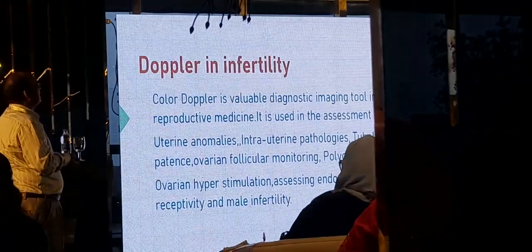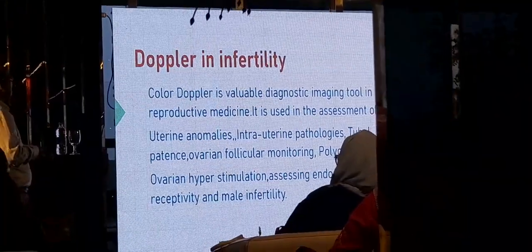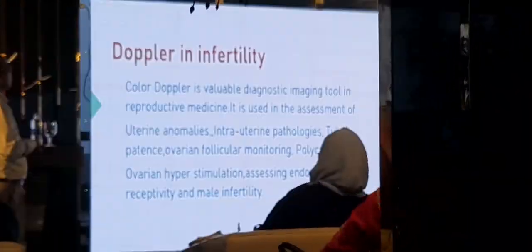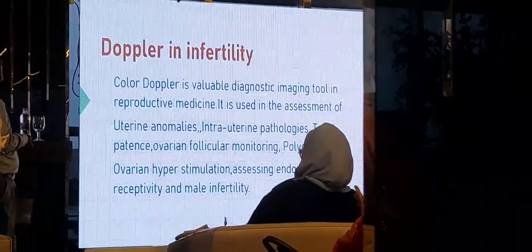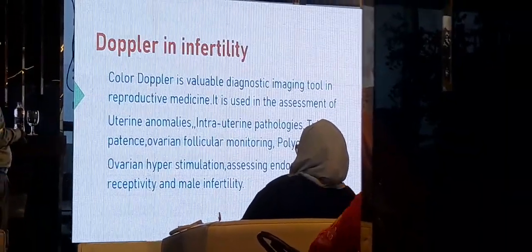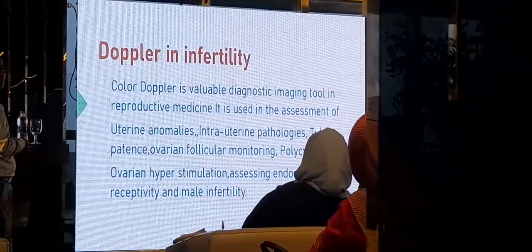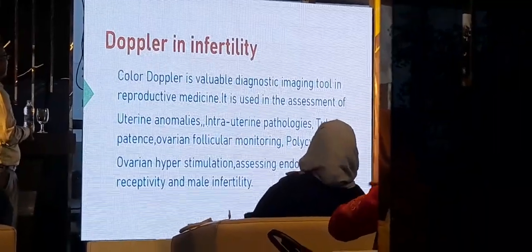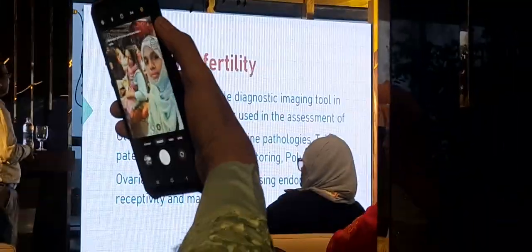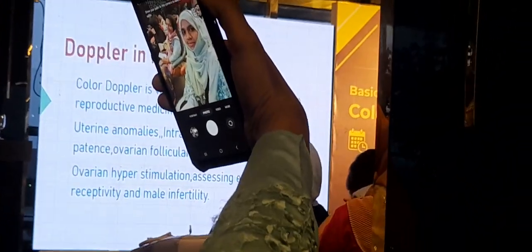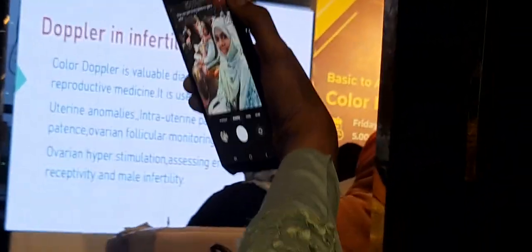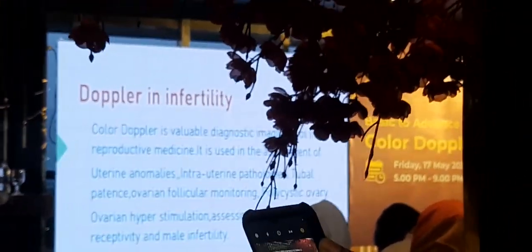Doppler in infertility. Color Doppler is a valuable diagnostic imaging tool in reproductive medicine. It is used in the assessment of the uterine anomalies, intrauterine pathologies, tubal patency, ovarian follicular monitoring, polycystic ovarian disease, ovarian hyperstimulation, assessing endometrial receptivity and male infertility.